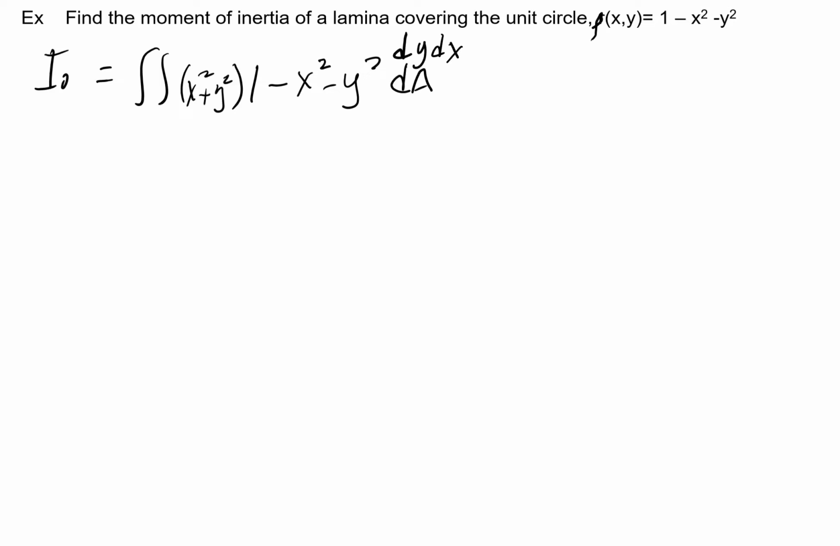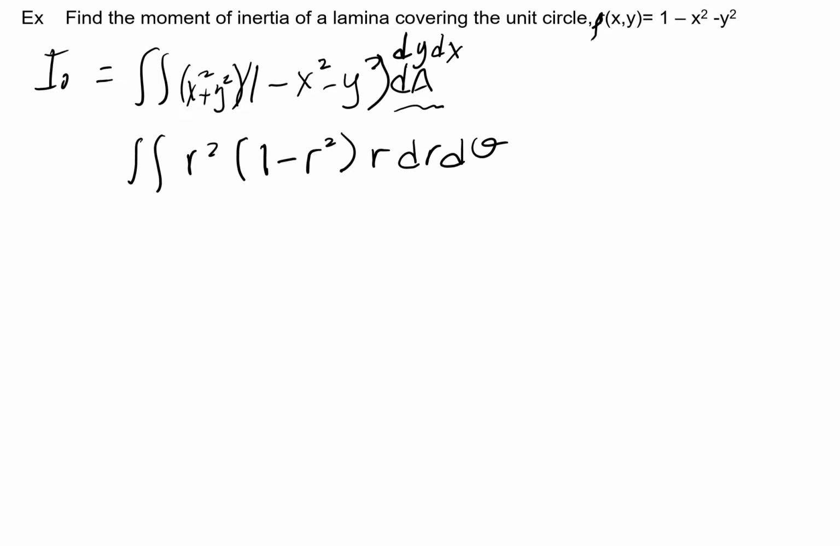However, we really don't want to keep this in Cartesian form. We would like to convert it to polar. So let's do that. When we have the double integral, our x squared plus y squared, in parentheses, is going to look like r squared, and then our rho is going to look like 1 minus r squared, and remember that dA is going to come out as r dr d theta.